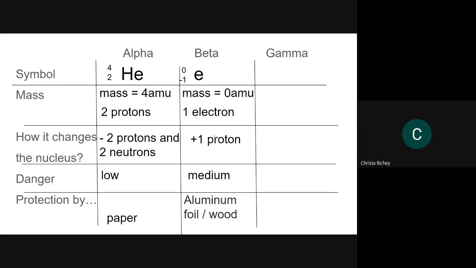This has a medium danger. Like I said, all radiation is still nasty, but you can stop it. The note said void. I always taught aluminum foil.